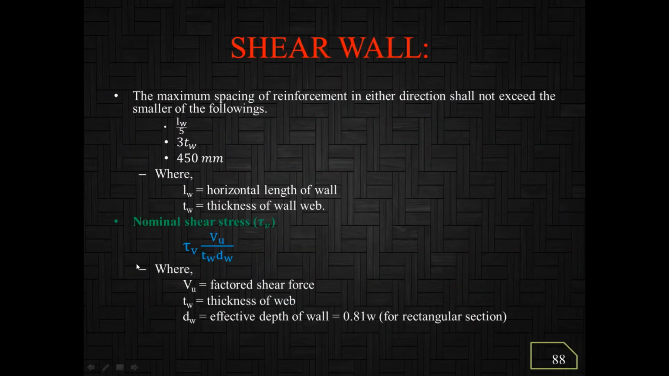The maximum spacing of reinforcement in either direction shall not exceed the smaller of the following: Lw/5, 3tw, 450 mm, where Lw is the horizontal length of the wall and tw is the thickness of the wall. Nominal shear stress tau_v is equal to Vu upon tw into d, where Vu is the factored shear force, tw is the thickness of the wall, and d is the effective depth of the wall. By this equation we can find the nominal shear stress, which is used for the shear check.